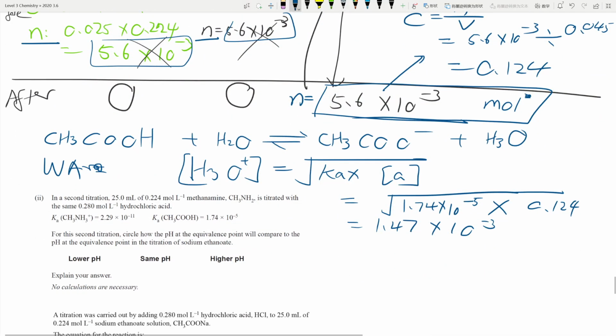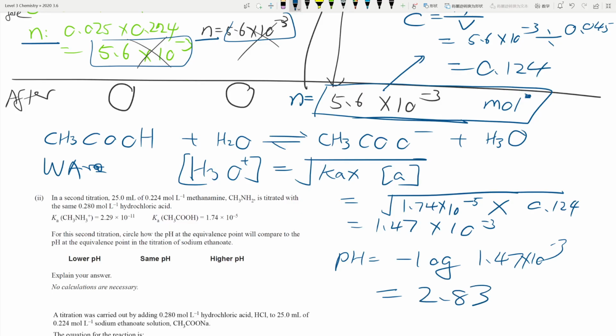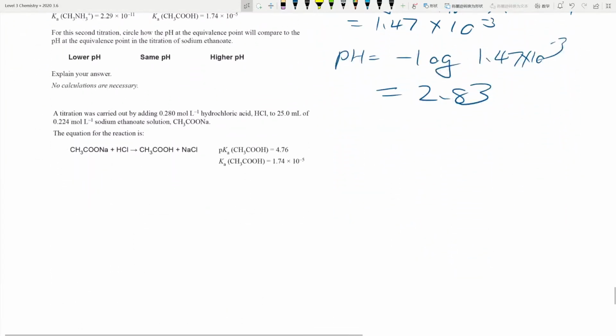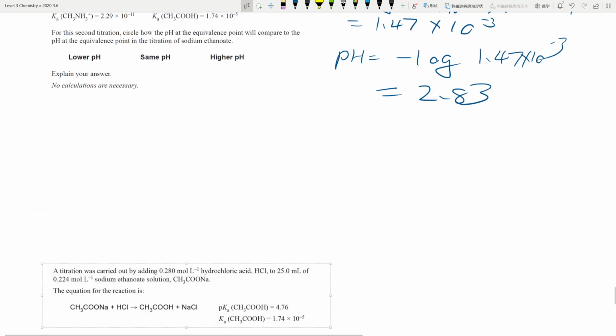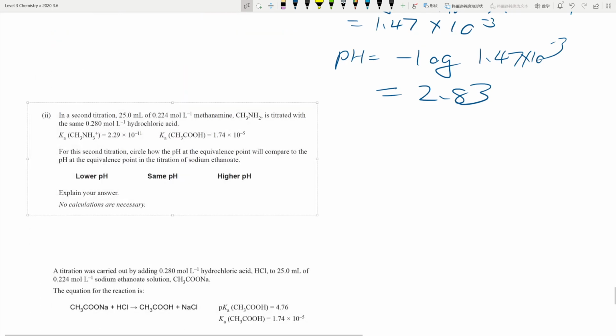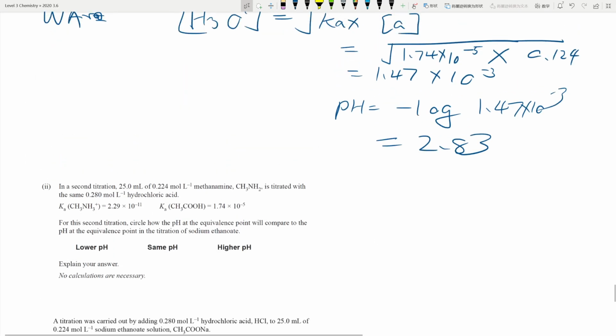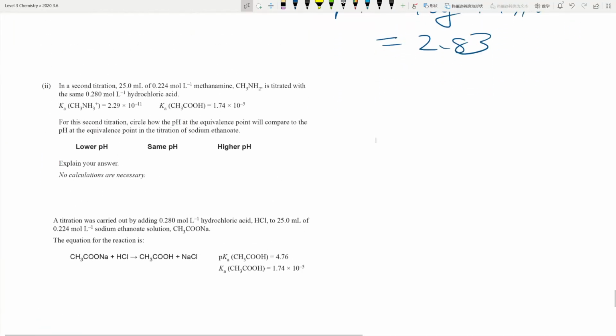And that means your pH is going to be negative log of 1.47 times 10 to the power negative 3, and that's going to be 2.83. So it's a bit of a long one, but again, have a look at the more detailed explanation that I did for this particular part.